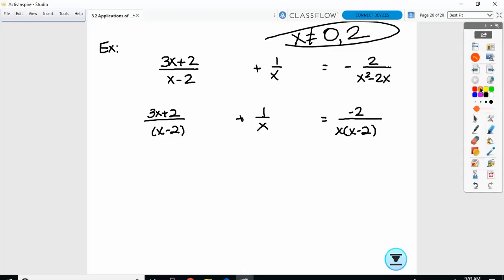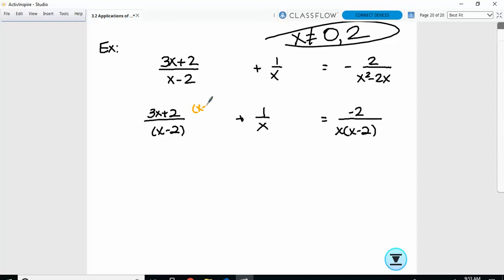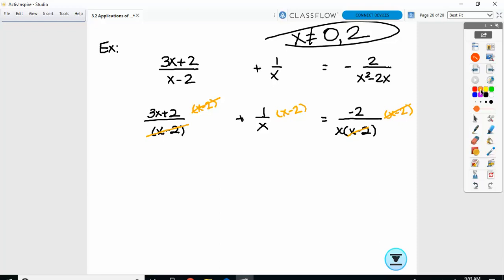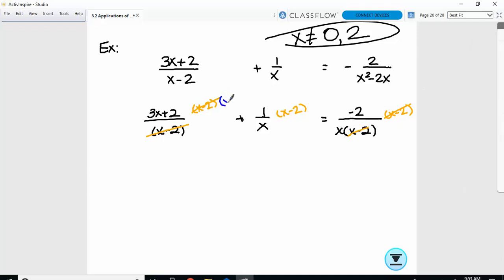So now it's an equation, so we can multiply by whatever we want. We want to get rid of the fractions. So the first one needs x minus 2. So if you do it to one, you do it to everything on both sides of your equation. The x minus 2's drop. But I still need to multiply by something. What else do we need? x. And if you do it to one, you do it to all.